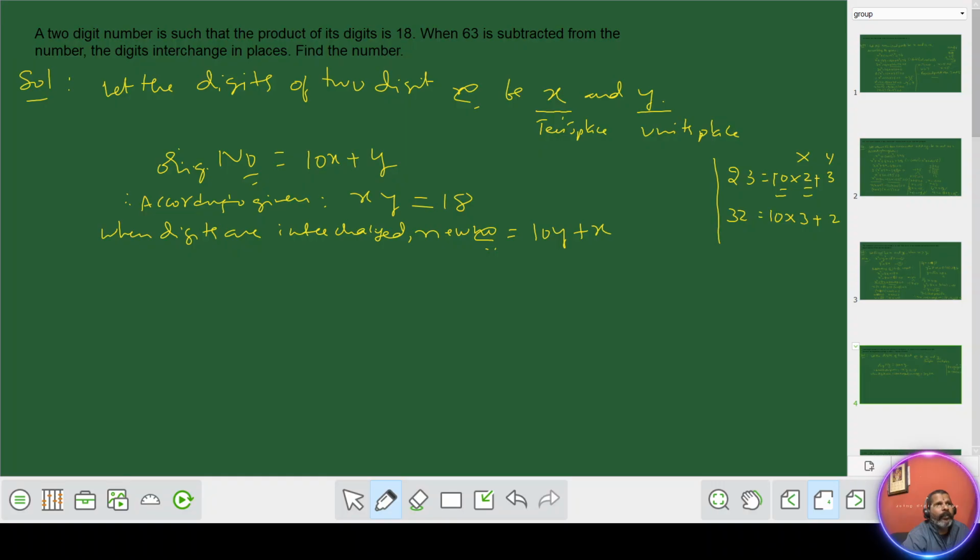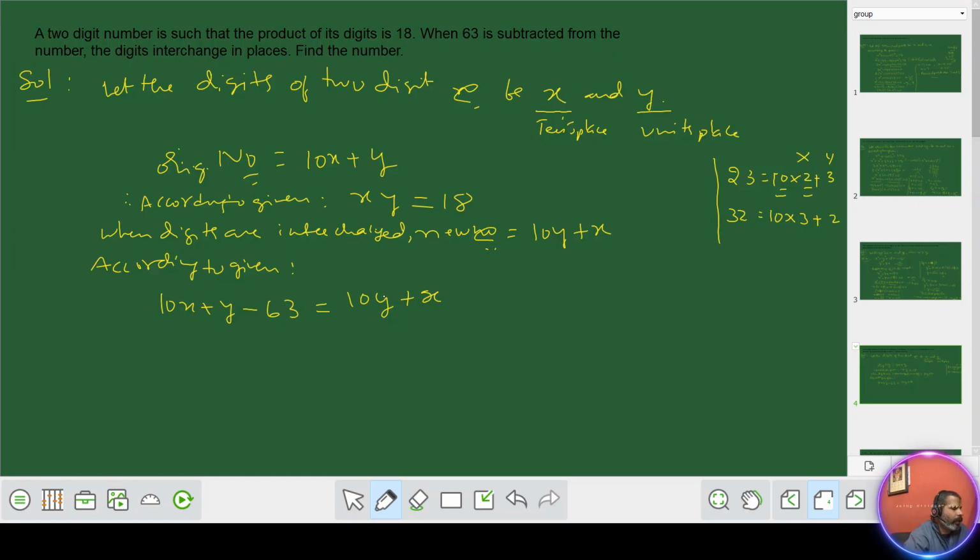Now, again read. When 63 is subtracted from the original number, when they say number, it's the original number. The digit interchange means we get the new number with the interchanged digits. So we write an equation here. According to the given, 63 is subtracted from the original number, so we write 10x plus y minus 63 equal to the number we get when the digits are interchanged.